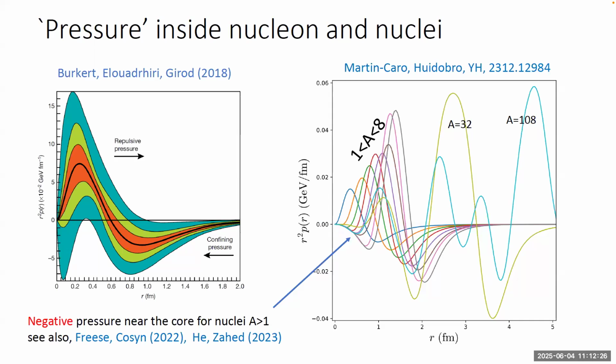And we are not the only ones who find this behavior. There are people like Adam Freese and Wim Cosyn, and there's a group at Stony Brook. The author is sitting in the back. They also computed, I think, the helium or deuteron pressure. So it would be very interesting if we can measure this in experiments.